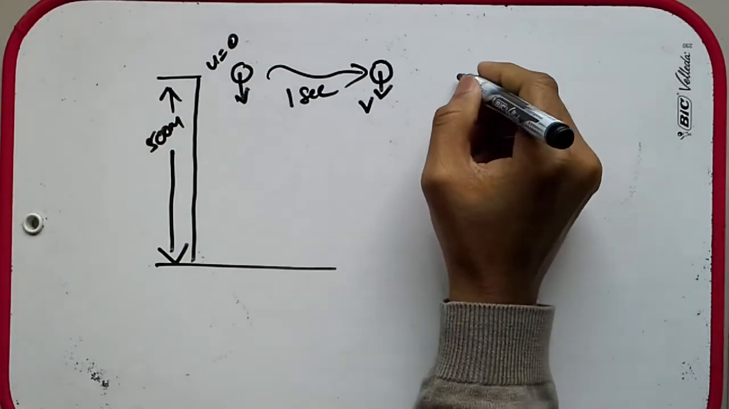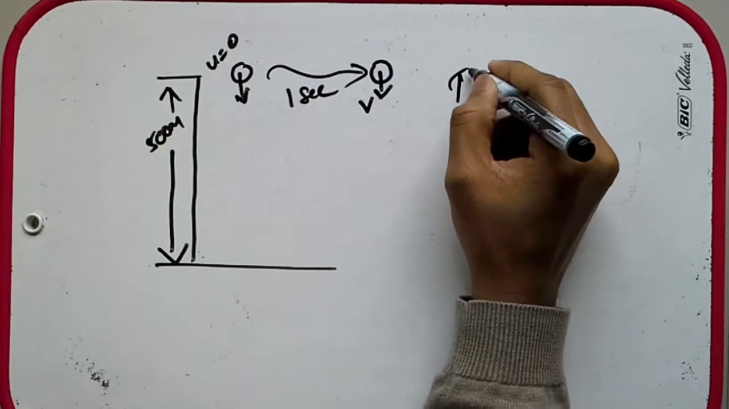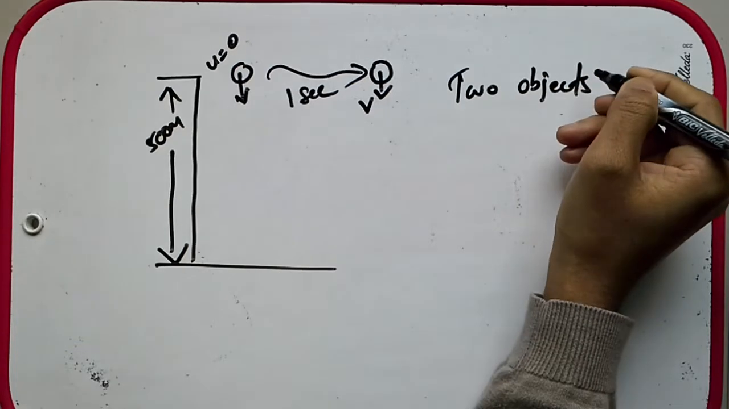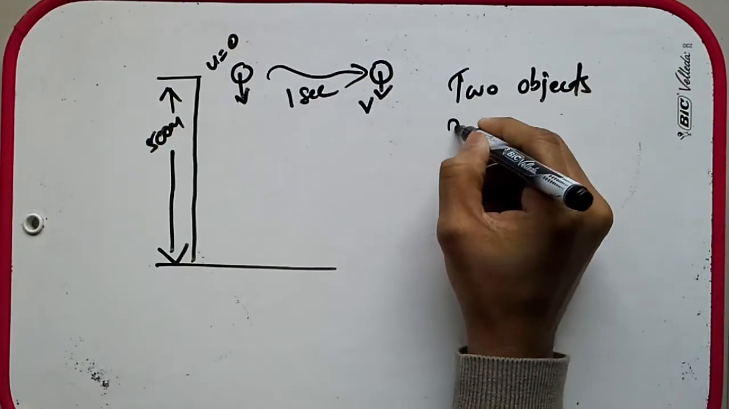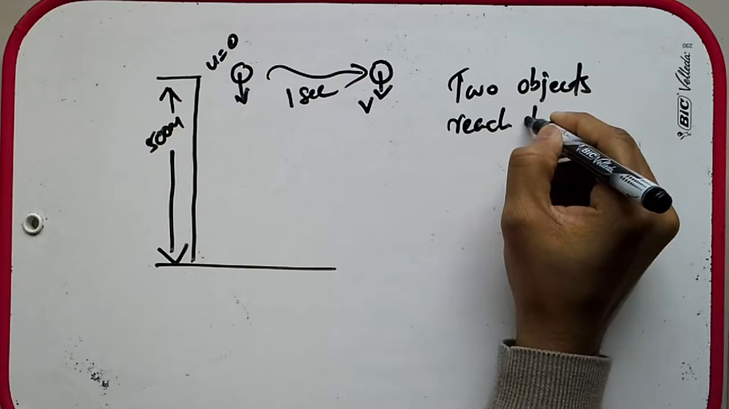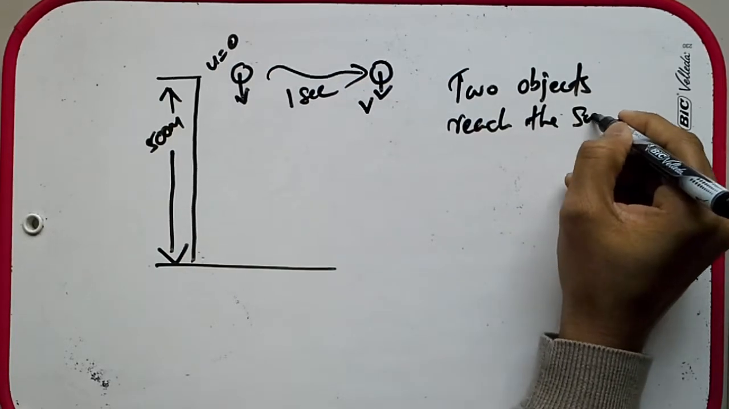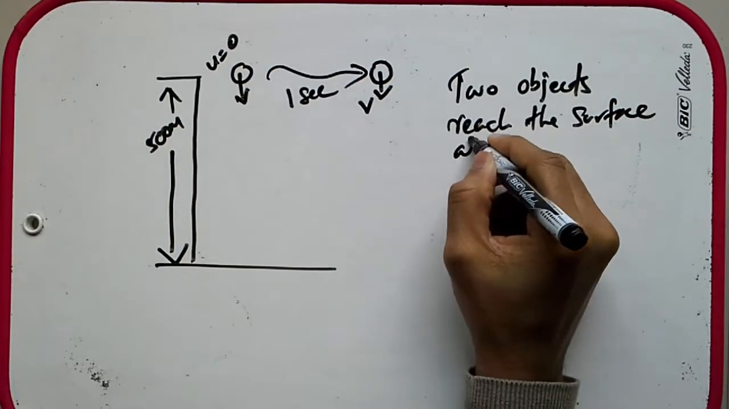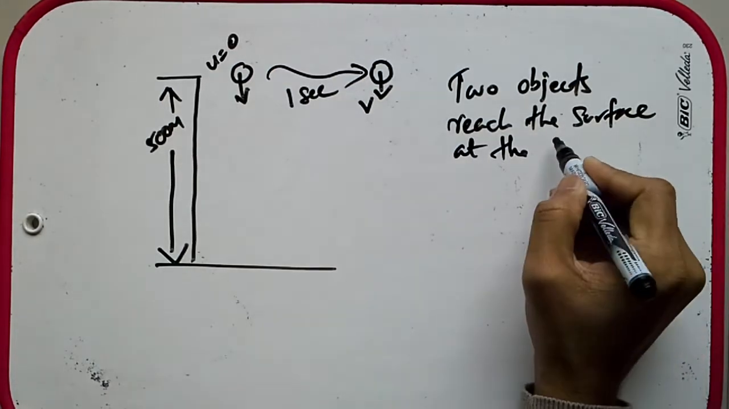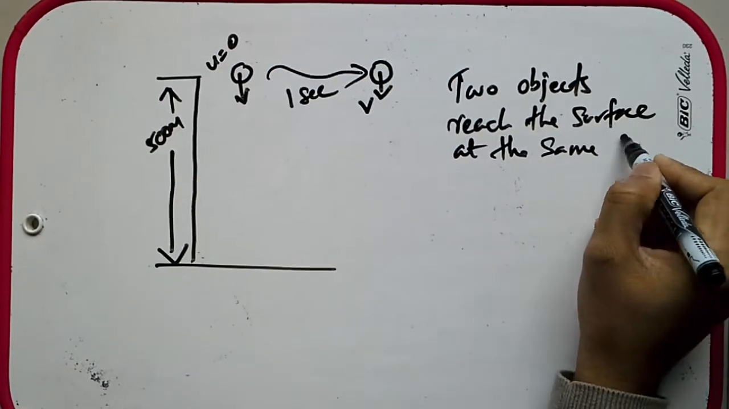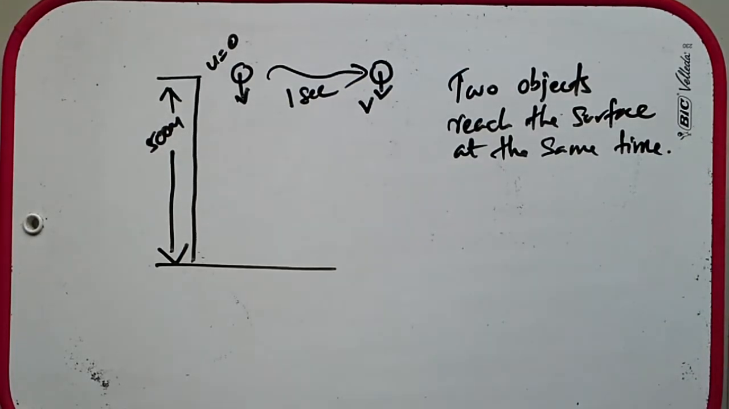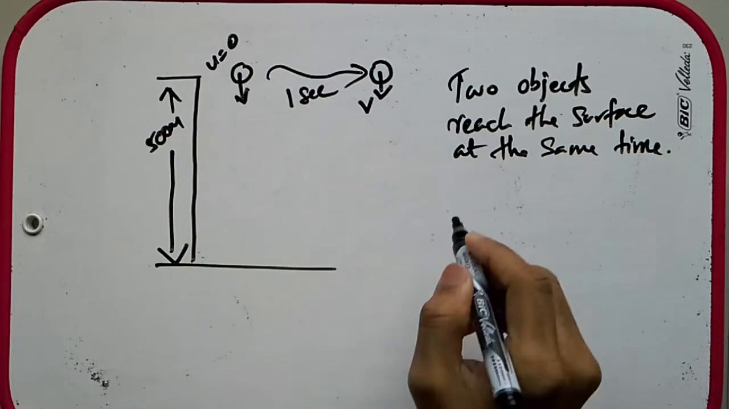The given information is two objects reach the surface at the same time. The question is, what is the initial speed of the second ball?